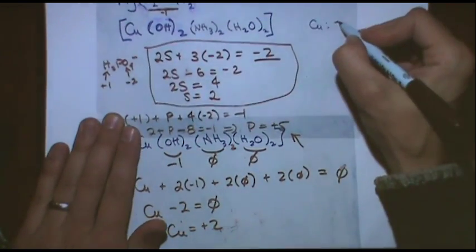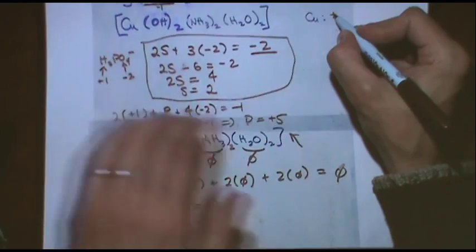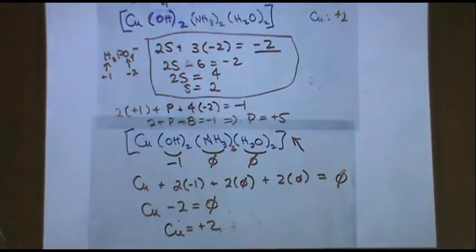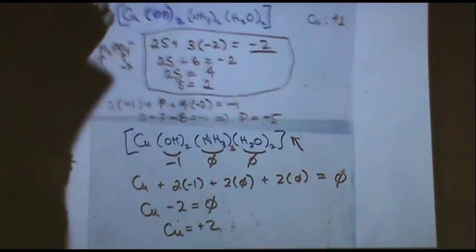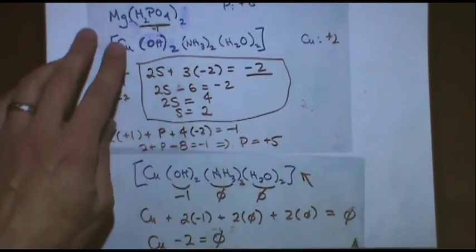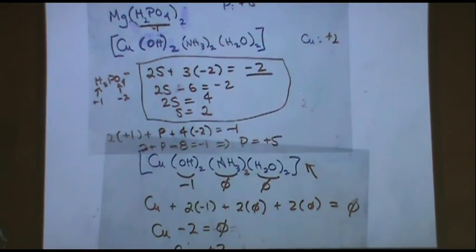Does that answer make sense, by the way? Why does it make sense? It's one of the 2 common charges. Copper is +1 and +2, and it all adds up nicely. Okay? All right, I'll pause for a moment. Any questions on oxidation states?